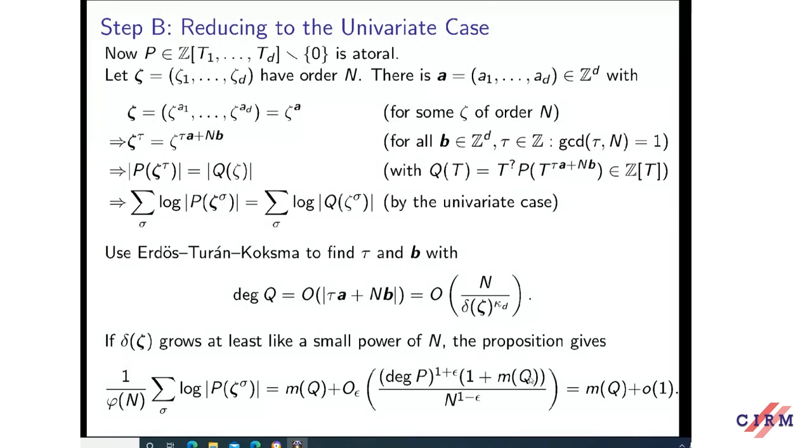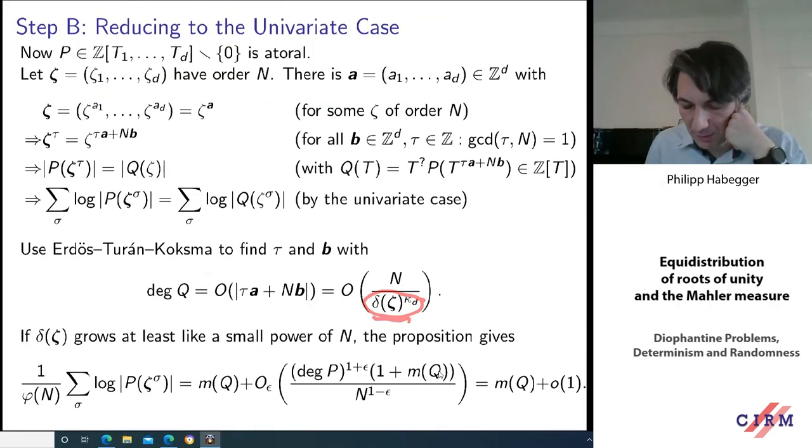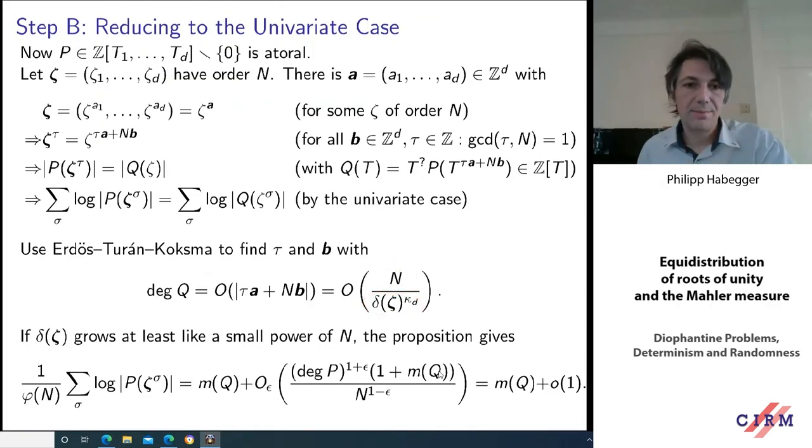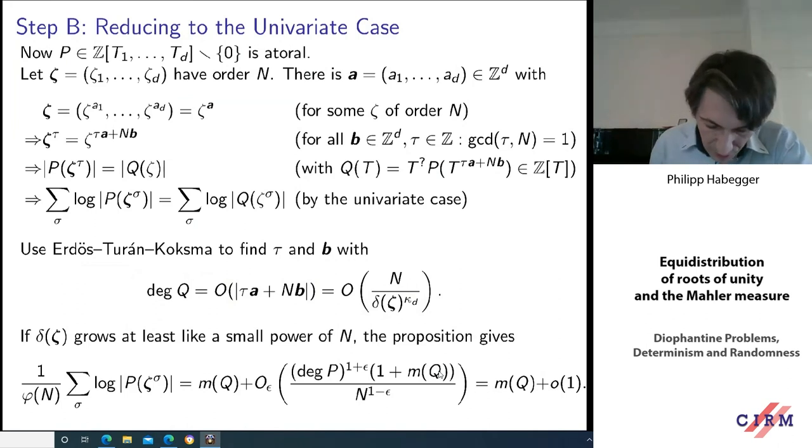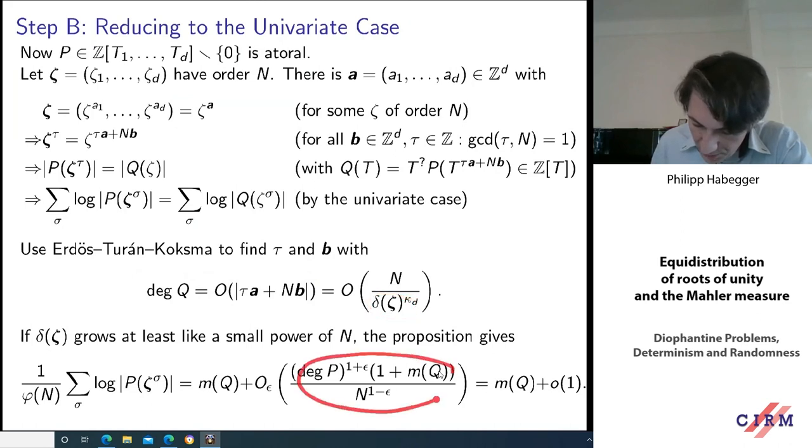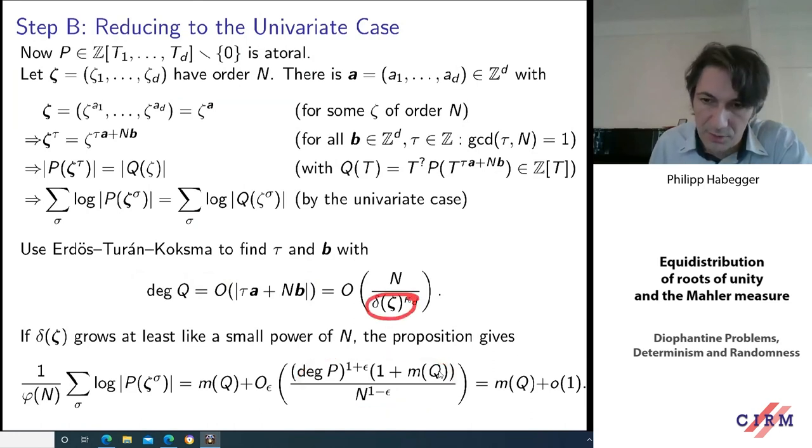That's why I was very concerned about getting good dependency in the degree in the last univariate case. So using Erdős, Turán, and Koksma, we can get a bound for an optimal choice of this exponent, which will decay depending on this delta of zeta, right? So we get some improvement over the trivial bound, some power of delta. And then we plug in the proposition, and at least if this delta here grows quickly enough, then the error term will be smaller than 1, which is what we want, right? So if this delta here grows like n, or some small power of n, then we get convergence here.